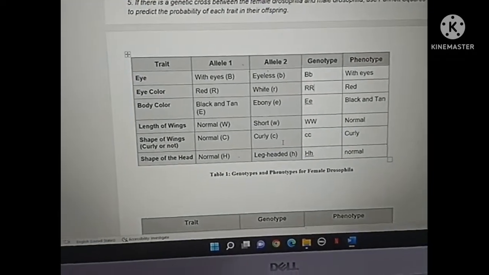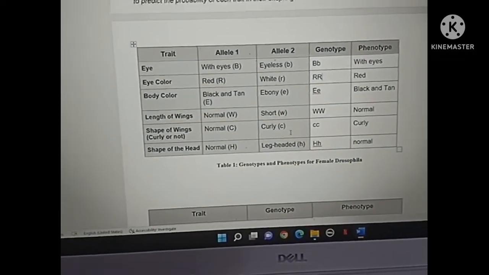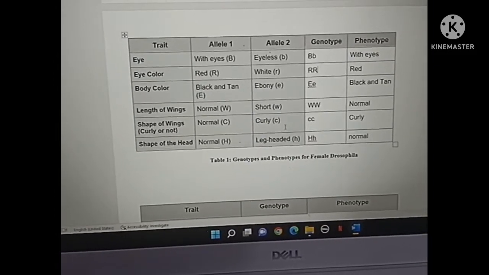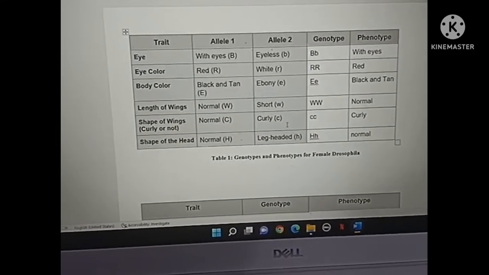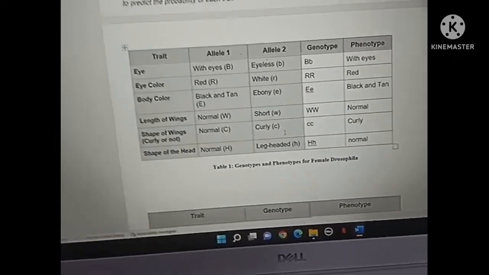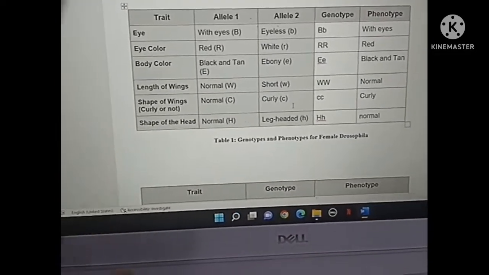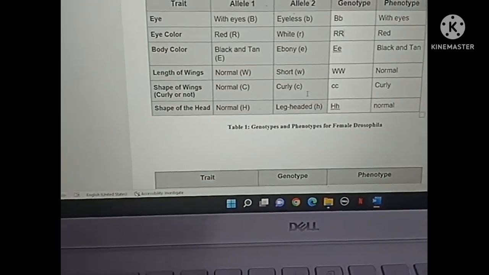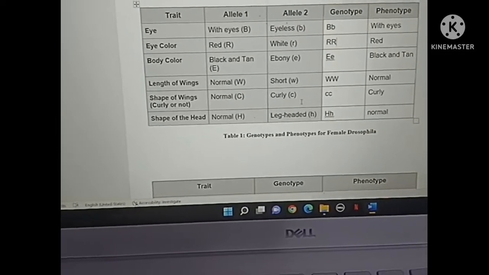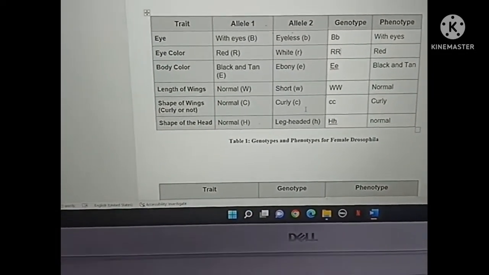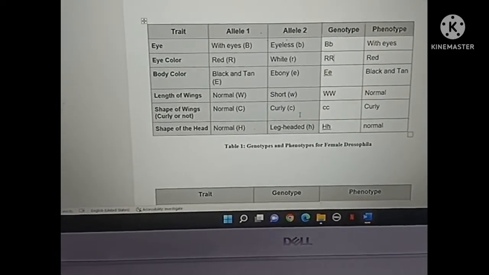This is the table that I previously did using the coin flip method. Now I'm going to demonstrate how to use the coin flip method to determine the genotype and phenotype. For that, we're going to see the traits first. The traits are eye color, body color, length of wings, shape of wings, and shape of the head. Now we're going to use the coin flip method to determine the genotype.